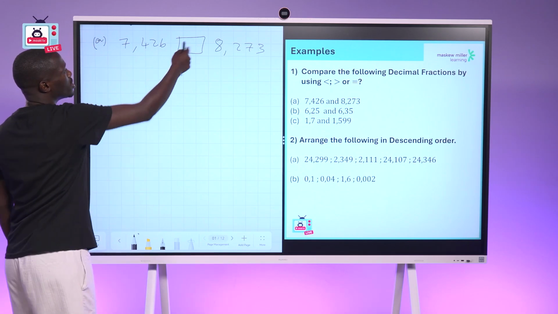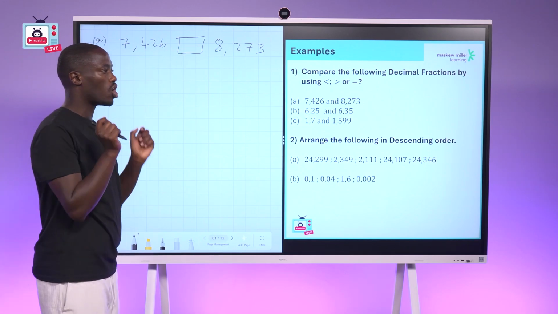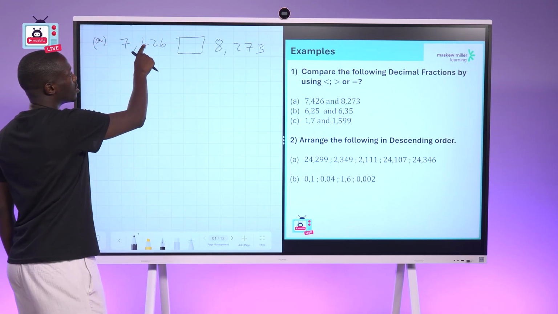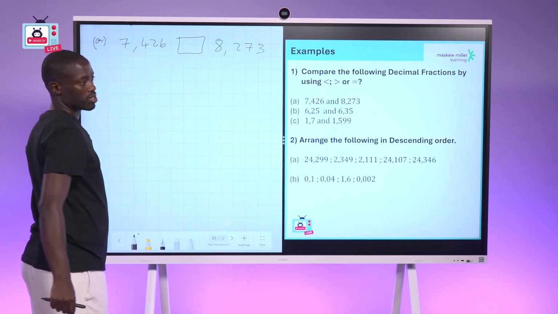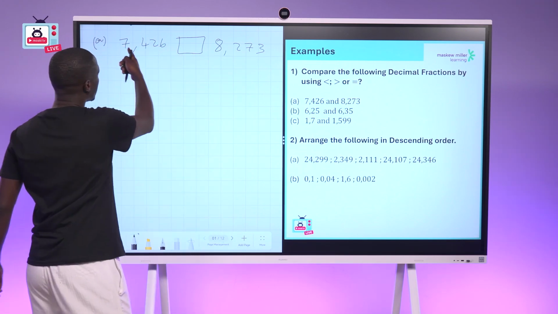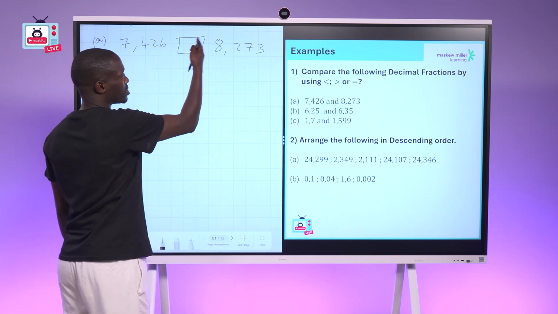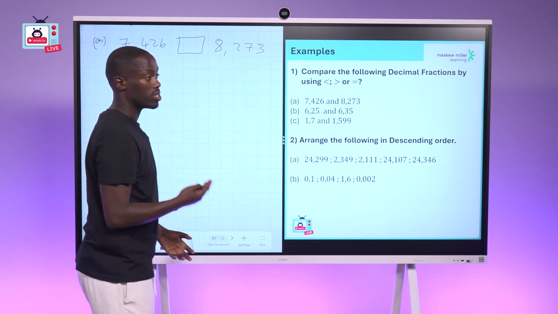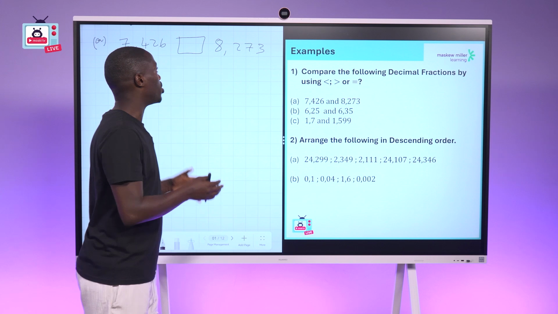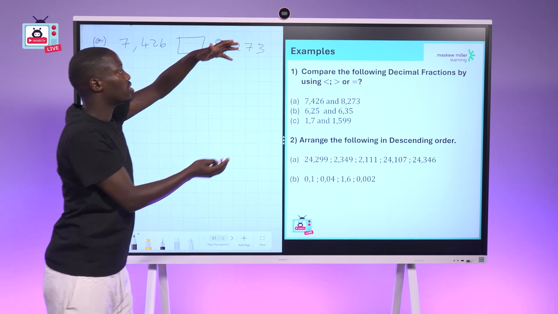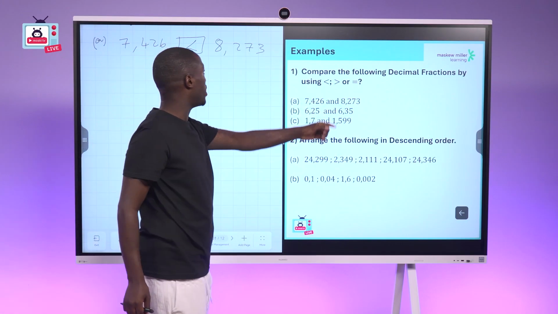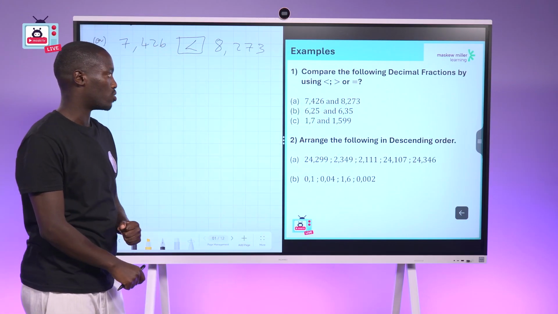To compare these 2 decimal fractions, we just ignore the comma. If you ignore the comma, this will be 7,426 and then this will be 8,273. Which one is greater between 7,000 and something and 8,000 and something? It's 8,000 and something. So that means my inequality sign will be opening to 8,273. So my solution there will be a less than symbol.